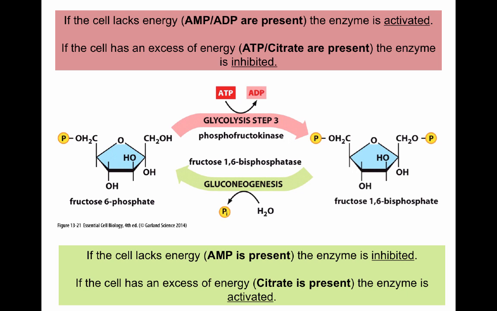On the other hand, the enzyme that is now going to mediate the dephosphorylation of fructose 1,6-bisphosphate into fructose 6-phosphate, that is fructose 1,6-bisphosphatase, has control in a different way. So if the cell is lacking energy and therefore there's a lot of AMP, this enzyme fructose 1,6-bisphosphatase is inhibited. Whereas if the cell has a lot of energy and citrate is therefore present, the enzyme is now activated and you allow the gluconeogenesis process to occur.